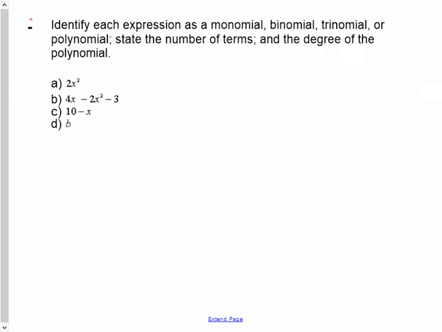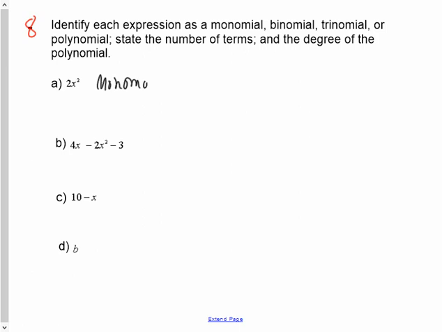Question number 8. Identify each expression as a monomial, binomial, trinomial, or polynomial. State the number of terms and the degree of the polynomial. So the first one, 2x squared, is a monomial. How many terms does it have? It has 1 term, and the degree is 2 because the exponent 2 is attached to the only variable within the term, so therefore it's a degree of 2.